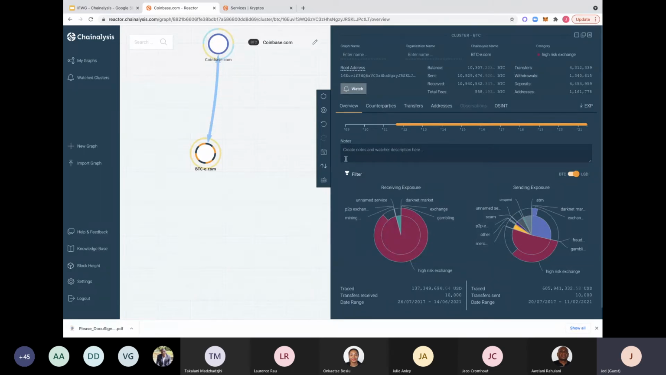I'm only just scratching the surface of the capabilities of the tool, but I hope that gives an indication as to what we do here at Chainalysis and how this particular tool can be utilized for cryptocurrency investigations.